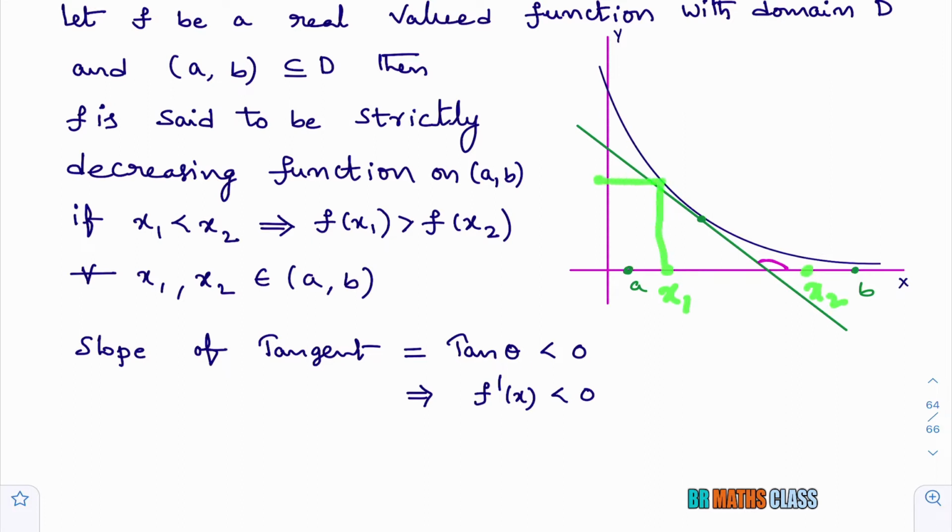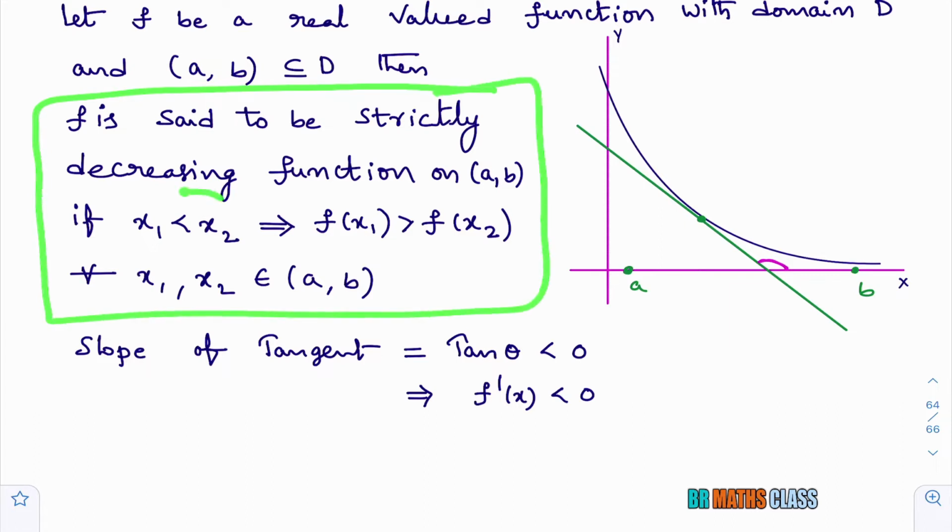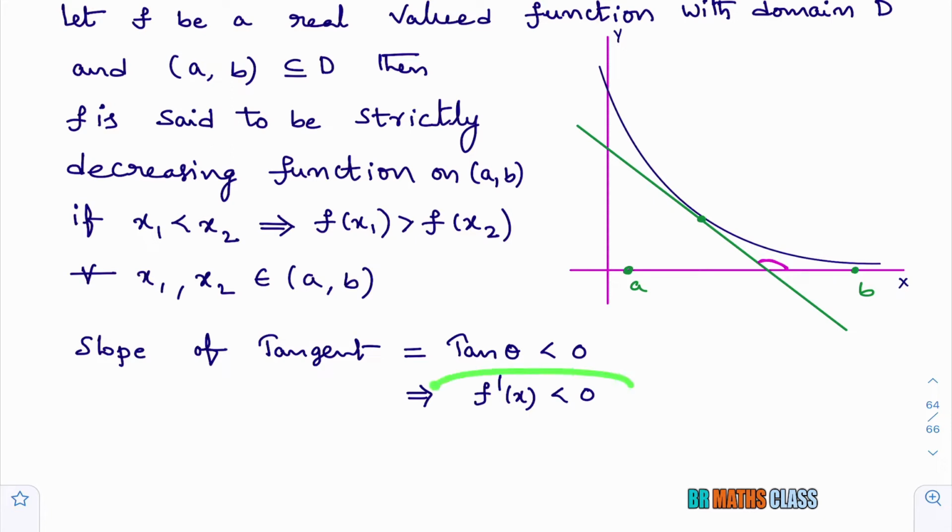You look here, this is f of x1, right? You look here, this is f of x2. f of x1 is greater than f of x2 here. I hope you are understanding this point. So what is the definition of a strictly decreasing function? A function f is said to be strictly decreasing if x1 less than x2 implies f of x1 is strictly greater than f of x2. I hope you got the clarity here. That is the definition. And what is the next important point?